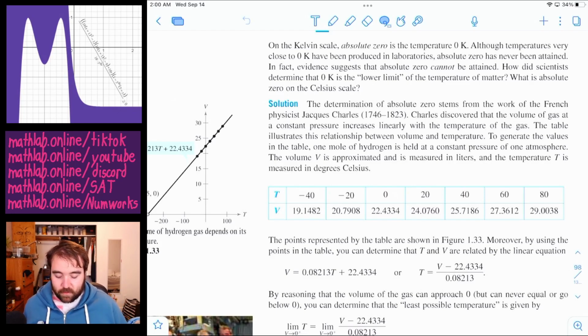Moreover, by using the points on the table, you can determine that T and V are related by the linear equation. So if we know they're linear, which is what Charles told us, then we can use these points to write the equation. So we get that V equals that, and then they solve for T. Yeah, they solve for T. And so this makes sense.